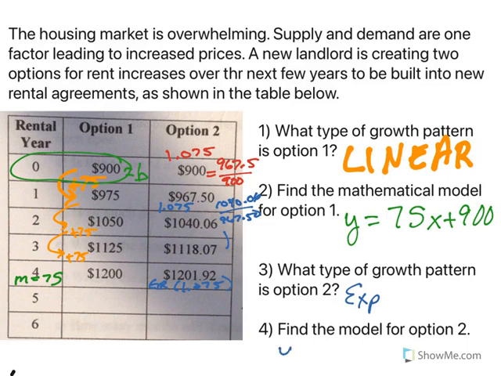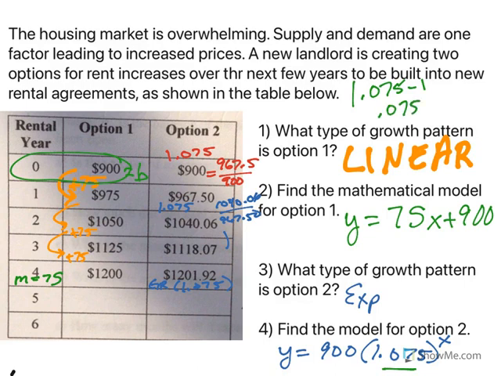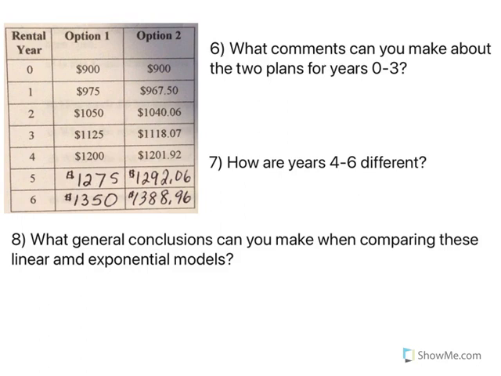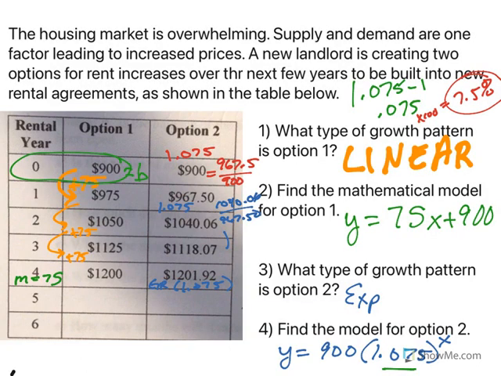So the model is y equals the initial value of 900, growth rate of 1.075 raised to the x. This tells us the 1.075. If I subtract the initial 1, I get 0.075 as a decimal, multiplied by 100 to change it to a percent. That means we have a 7.5% increase in rent each year. That's what it tells us. 7.5% increase. Okay, based off that, let's finish the table.